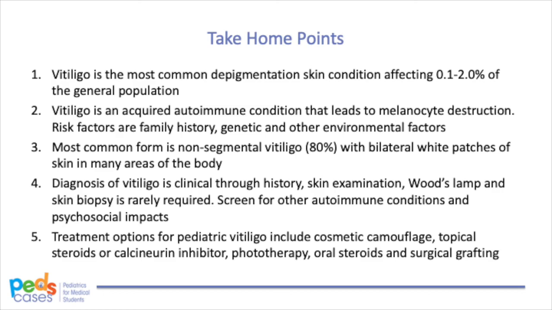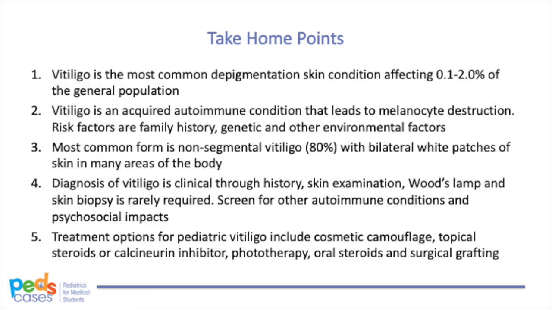Number 2. Vitiligo is an acquired autoimmune condition that leads to the destruction of melanocytes. The common risk factors include family history of vitiligo and other autoimmune conditions, as well as other environmental factors like skin trauma, sunburn, and emotional stress. Number 3. There are many subtypes of vitiligo, and the most common form is non-segmental vitiligo, which presents with bilateral white patches of skin in many areas of the body that makes up 80% of total vitiligo cases.